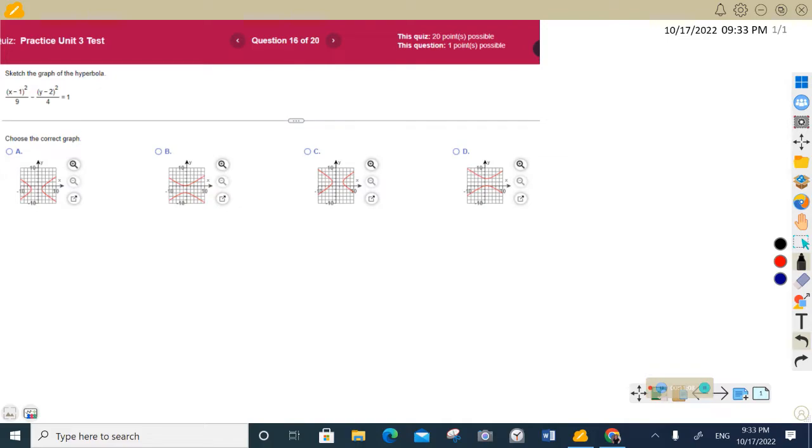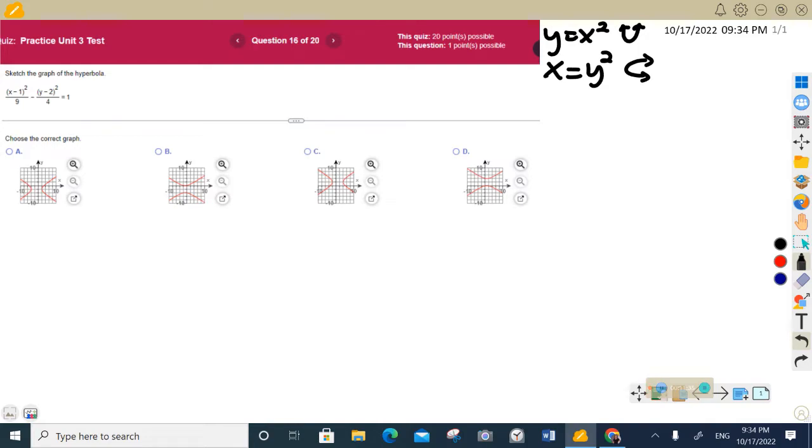All right, question 16. Now we're switching to hyperbolas. When you have y equals x squared, that's a parabola. That parabola is either going to open up or down. Well, that one's going to open up because the leading coefficient's positive. If you have x equals y squared, that's a parabola that opens in the x direction.